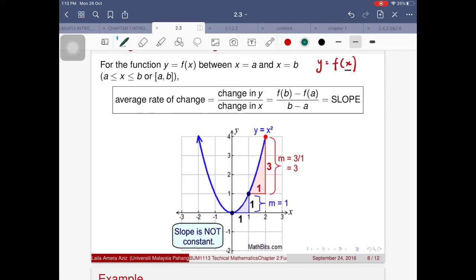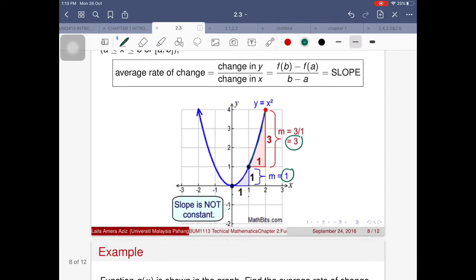But when you have a quadratic function, depending on where you pick the interval, so here it's going to be from 1 until 4, this is going to give you an average rate of change of 3. And down here, when you pick the interval between 0 and 1, you get that the average rate of change is going to be 1, because the function is not the same throughout the interval. So the shape changes throughout the interval. It's not the same. So the slope is not constant for the case of a quadratic function.